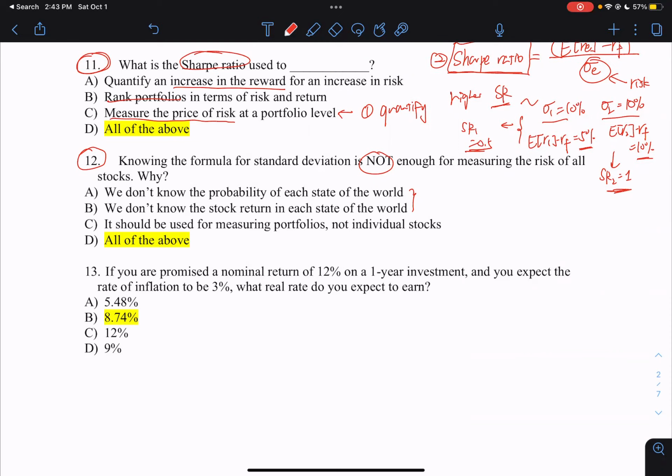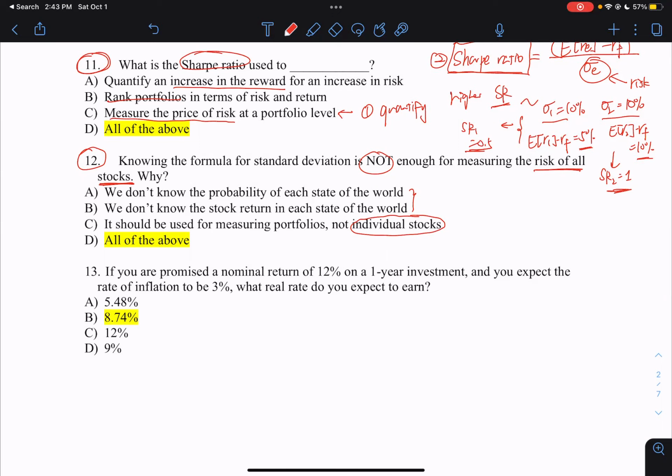These first two, A and B, are especially problematic when you try to capture the risk of individual stocks. So again, the question here is asking you about measuring the risk of all stocks. It's definitely not enough if you only know the standard deviation.